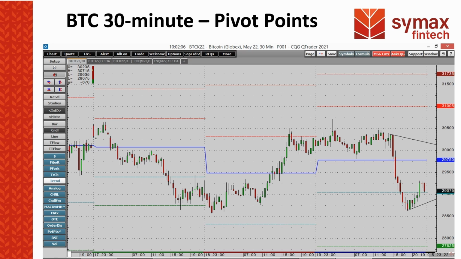It spent the morning above the pivot, and then in the US session it dropped. It actually went a little bit below S1, bounced and held, and pretty much closed on S1.